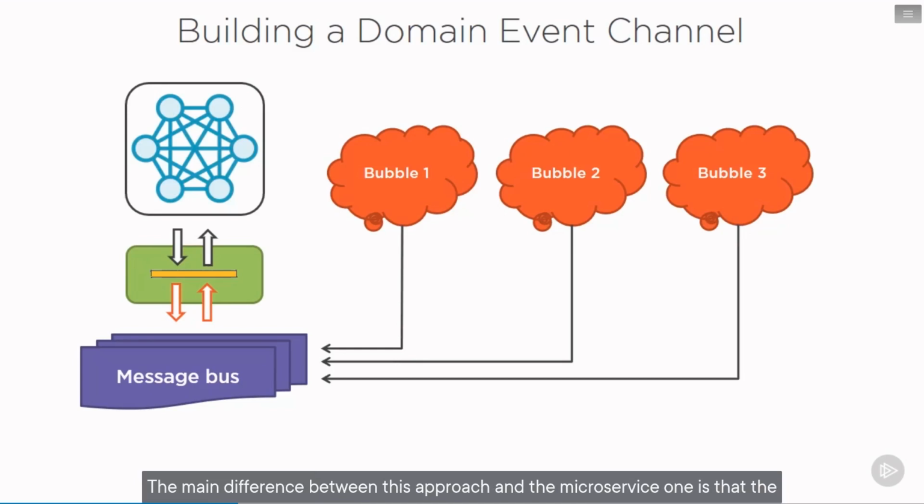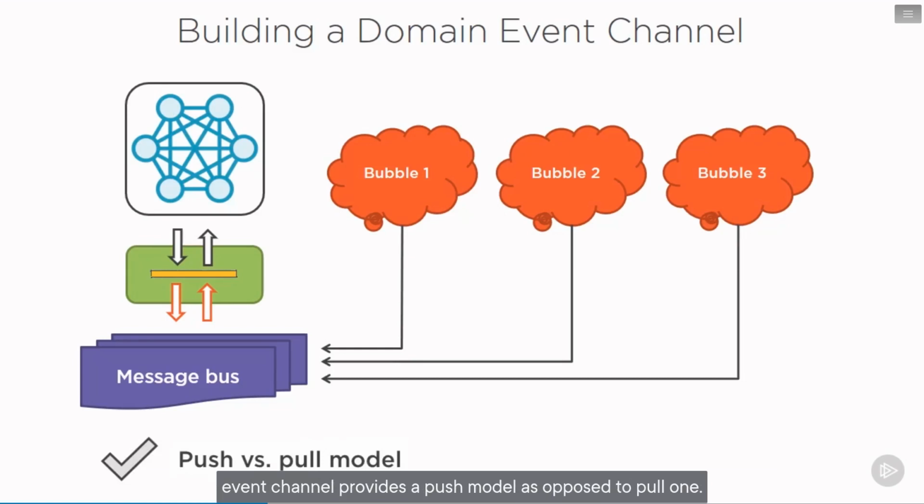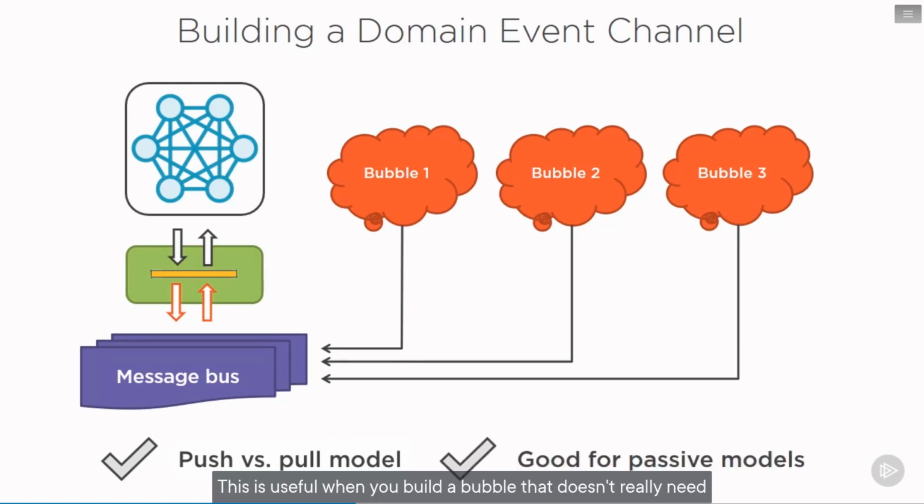The main difference between this approach and the microservice one is that the event channel provides a push model as opposed to a pull one. With the microservice, you need to pull the legacy system yourself, whereas the event channel will push the changes to you automatically. This is useful when you build a bubble that doesn't really need much information from the legacy application and doesn't need to modify anything in it either.